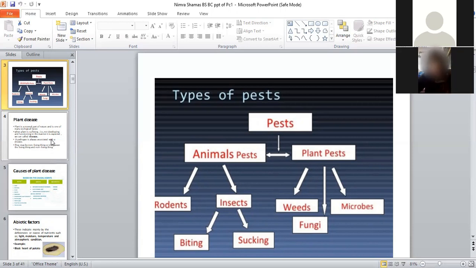Plant pests are weeds, microbes, and fungi. What are weeds actually? Weeds are unwanted plants which resist the growth of a crop. Microbes are microorganisms like bacteria which resist the plant's growth, and fungi, like the late blight of potato, is caused by fungi. So all these are harmful and directly affect human life. So pests are animals and may be plants. Both are harmful to human life.